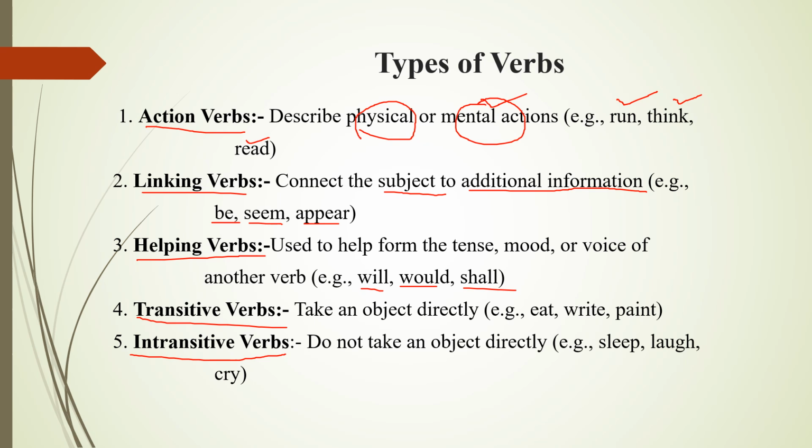Then we have transitive verbs. Transitive verbs are used with objects. That means when they take an object directly, then the sentence is incomplete if the object is not being used with these verbs. These verbs are called transitive verbs. For example, I say eat. So what eat? I eat breakfast. I write a letter. The painter paints a picture. Right? So transitive verbs always take certain object with them.